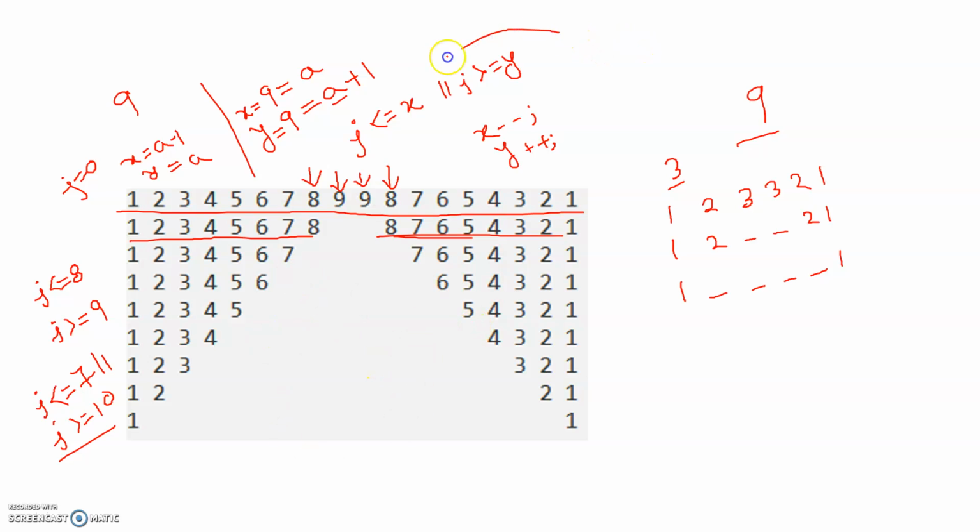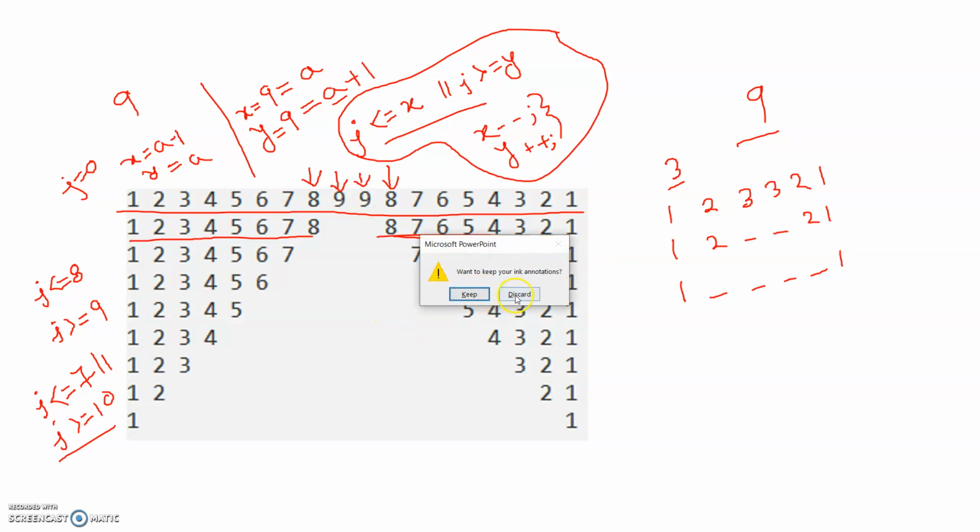So just remember this particular part: you have to check the condition if j is less than or equal to x or j is greater than or equal to y, and in each iteration of the i loop, or the row, you have to do x minus minus and y plus plus. That's all. So how can we do this programming? Let me show you the code also.